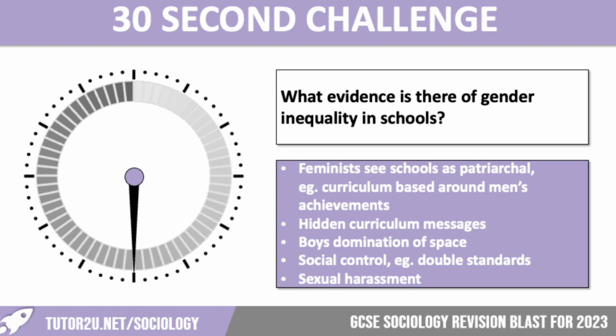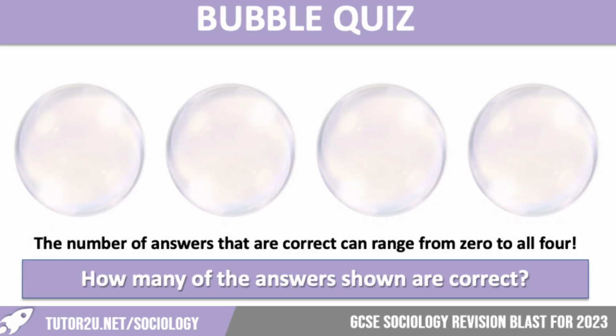We've got the boys' domination of space, and you can certainly see that on the playground. Social control, so the idea of double standards, so things that boys say to girls, for example. And then we have sexual harassment that is linked in there also. Right, we are moving on to our penultimate activity, which is a bubble quiz. So with a bubble quiz, you will see a number of questions. The number of answers that are correct can range from 0 to all 4.